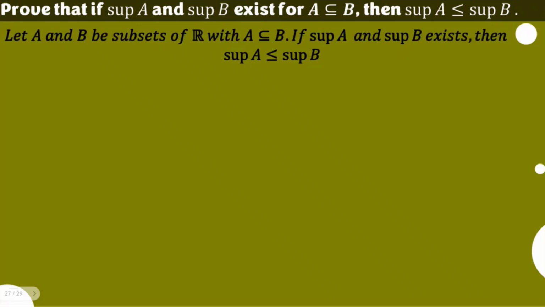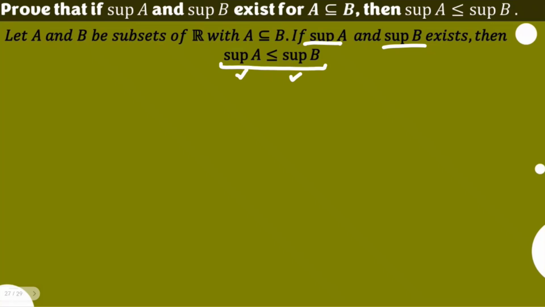This is its actual statement: A and B are subsets of real numbers, with A a subset of B. If the supremum of A and the supremum of B exist, then the supremum of A is less than or equal to the supremum of B. In this case, it's possible that B is a set larger than A, since A is a subset of B, then the least upper bound of B, that's the supremum of B, is still greater than or equal to the supremum of A. We need to show a proof for this one.